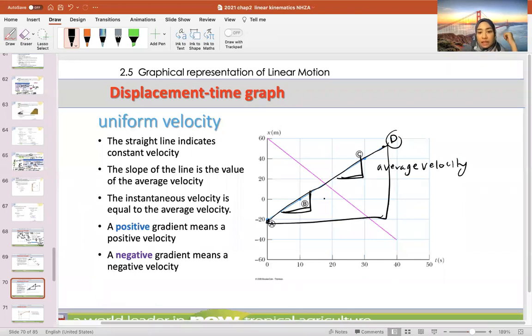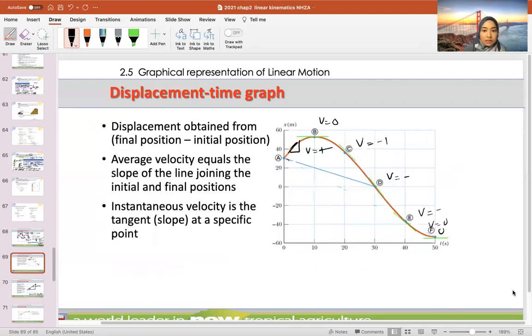Ni linear motion, dia bergerak sehala. Dia gerak positif je, tak ada turun-turun. Yang ni bergerak negatif je, tak ada turun-turun, tak ada naik-naik. So kalau kita bayangkan Rafiq tengah jalan, dia jalan ke kanan je. So this is a linear motion and I told you kalau linear motion, average velocity sama dengan instantaneous velocity. Linear motion sahaja. Kalau kita tengok tadi, this is not linear. Mula-mula kita naik, lepas tu kita turun, lepas tu turun, lepas tu berhenti.